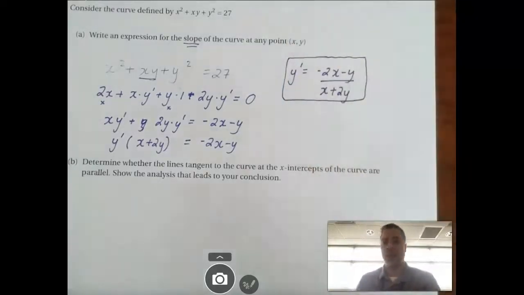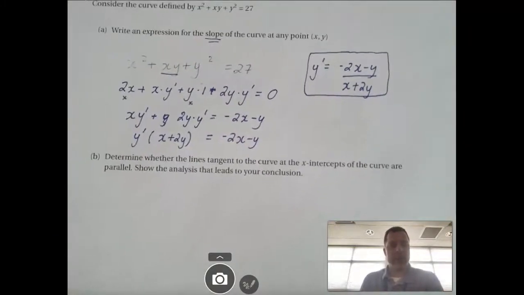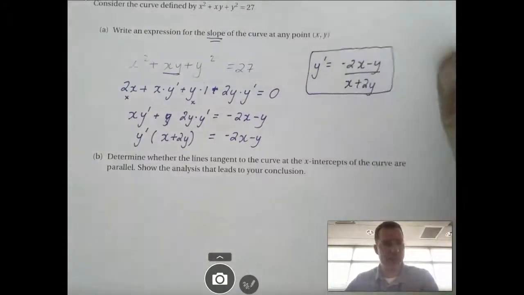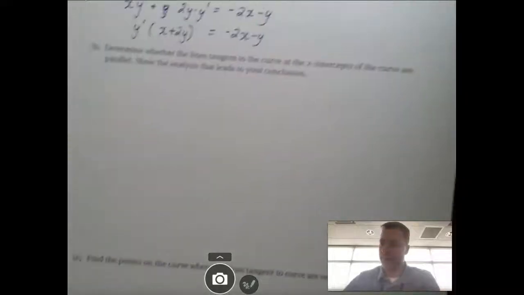We'll come back to that in a little bit. So that's the first part of this. Now this is a 3-part problem. FRQ questions give you 15 minutes per question on the exam, so you're getting roughly 5 minutes per part here.